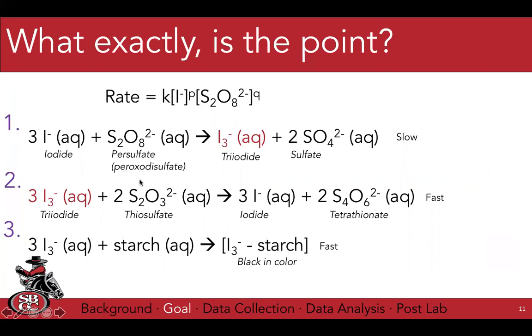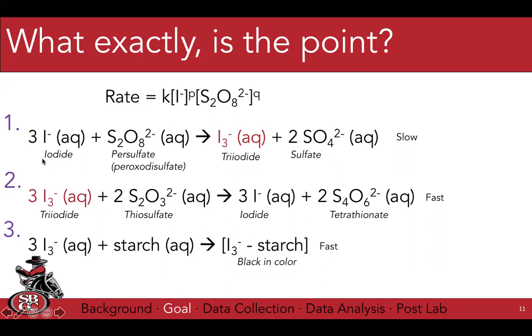peroxydisulfate. I want to start out by saying that there are 2 names for this ion, and they are both used in the lab. At times in the post lab they use this one, and at times in the procedure they use this word. They are the same. That's an important thing for everybody to take note of before they dive into this lab. There are a lot of different names, different sulfates and iodides, so make sure that you keep track of those.